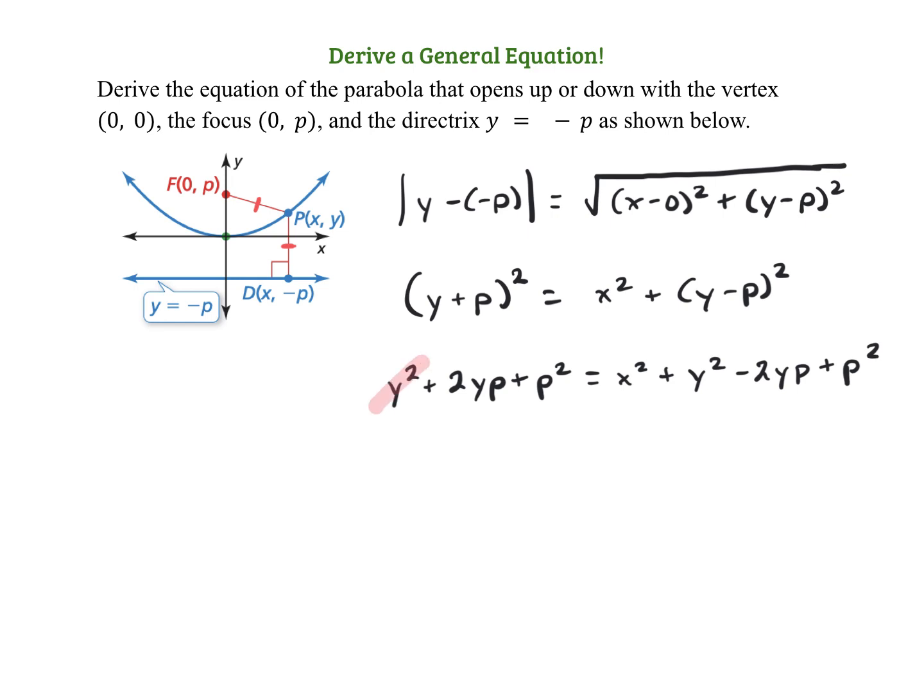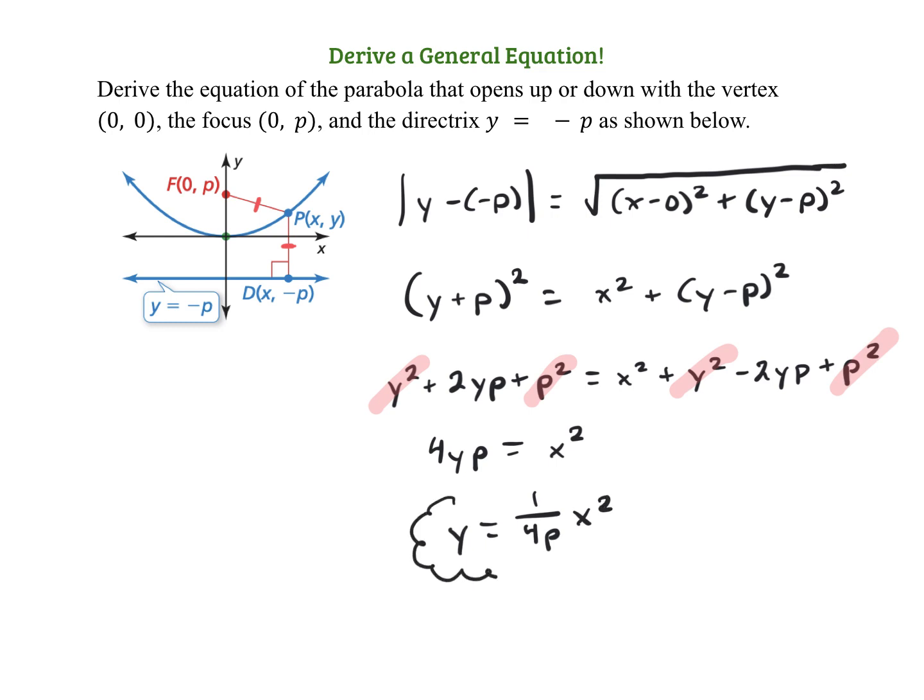So one thing to note is that your y squared terms will cancel out, and I'm going to add my 2yp to both sides to make it 4yp. And then here we're going to have just equals x squared because our p squared terms will also cancel out. And then if I want to solve for y, I just need to divide both sides by 4p. So we have y equals 1 over 4p times x squared.